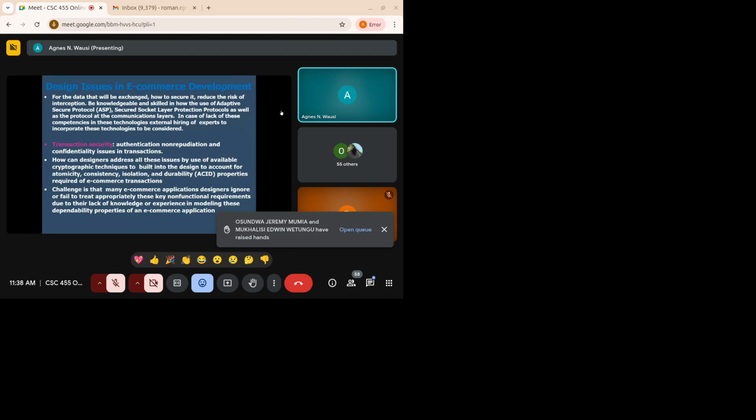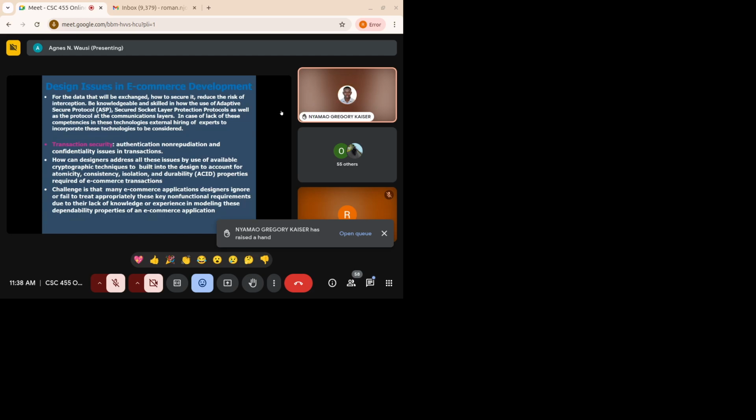Edwin? Use of third-party players, for example, by involving technologies like Kerberos, so that the security processes are not only between the client and the server, but also involve a third-party player. All right, thank you.